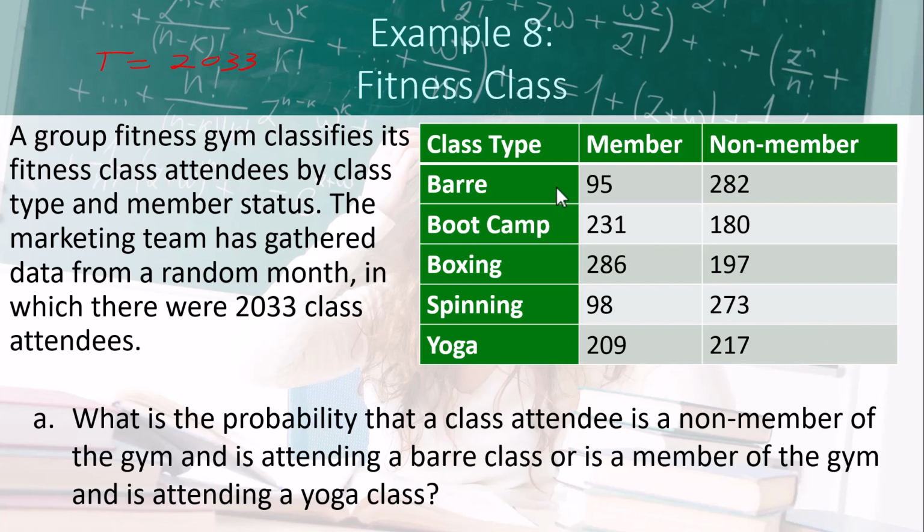The other thing that you also want to realize is that all of these are mutually exclusive. There is nobody that is taking a bar class and a boot camp at the same time. Also, you can't be a member and a non-member. So all of these are mutually exclusive. Okay, so with that in mind, let's take a look at what's going on here.